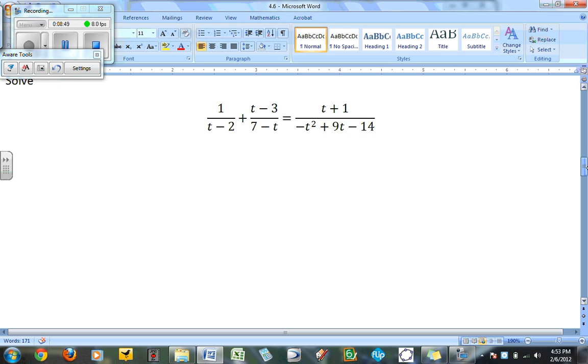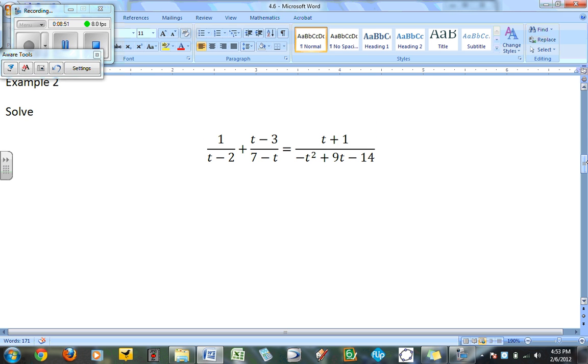Example 2. Solve this. Okay, again, we're going to have to get a common denominator. Let's go ahead and factor this guy out. Let's see here.